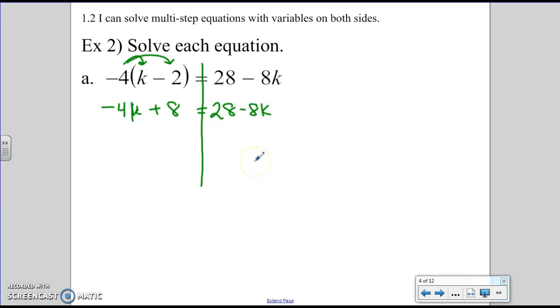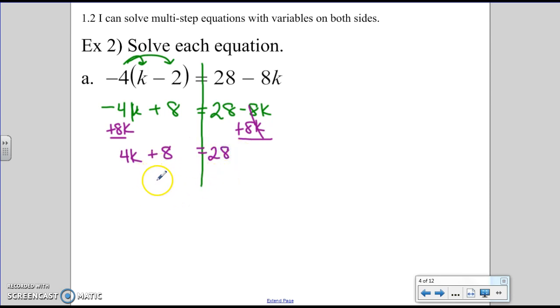Okay, the next step is to get your variables on the same side of the equation. Some teachers are going to tell you to always move your variables to the left. Some teachers, like me, are going to tell you to add, so that we don't have negative signs. So what I'm going to do is plus 8k on both sides. It moves it to the left and it helps me get rid of any negatives, because negative 4k plus 8k is positive 4k. My positive 8 is going to come down and my equals 28 is also going to come down.